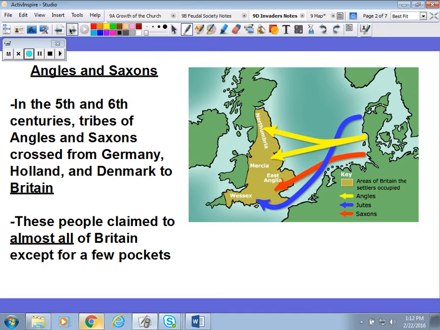All right, but in all seriousness, one of the first groups we're going to talk about are the Angles and the Saxons. In the 5th and 6th centuries, and for those of you still trying to figure out what the centuries mean, that's going to be the 400s and the 500s CE. Angles and Saxons are going to cross from Germany, Holland, and Denmark, and they're going to invade Britain. These people claimed almost all of Britain except for a few pockets.